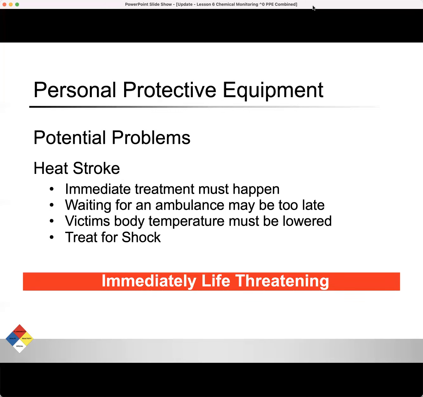Heat stroke requires immediate treatment. Waiting for an ambulance may be too late. The victim's body temperature must be lowered, and you should treat for shock. This is immediately life-threatening. This is not an EMS class or a first aid class, so we're not going to get into heat stroke signs, symptoms, or treatment. Just know that this is a possibility and action needs to be taken for the responder if they develop heat stroke.